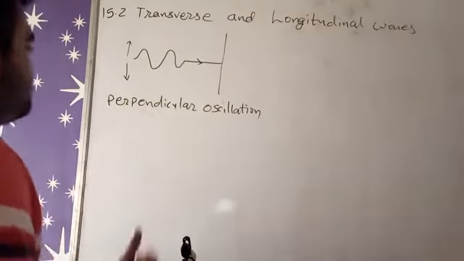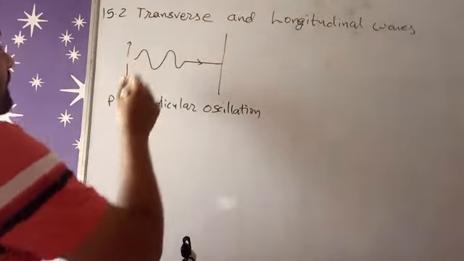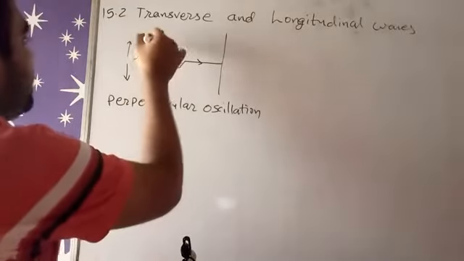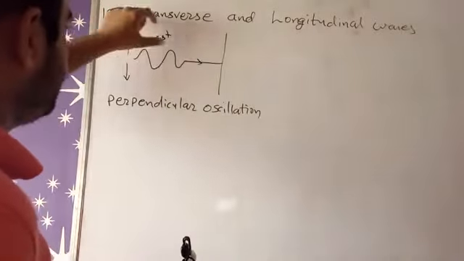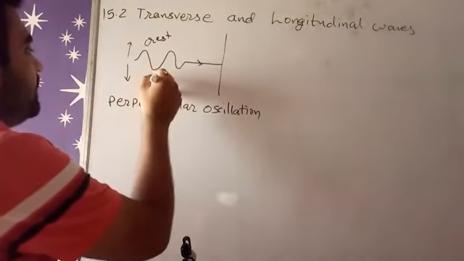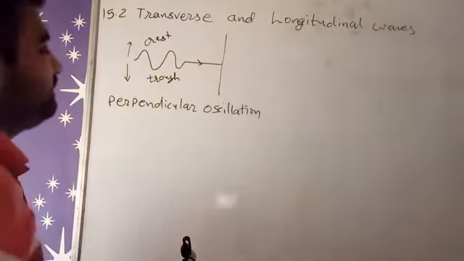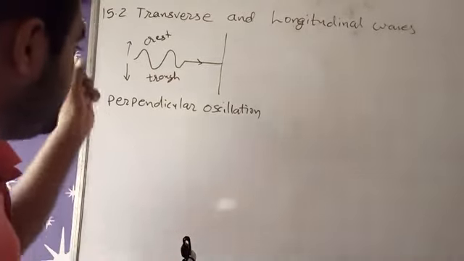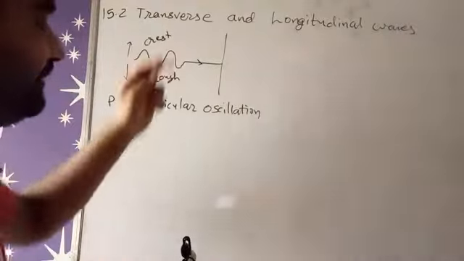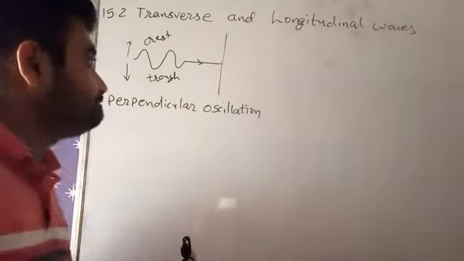So here these waves are forming like a crest. Upward oscillation is called a crest, and downward oscillation is called a trough. So by crest and trough, these waves move in the frontward direction, and this is called a transverse wave.